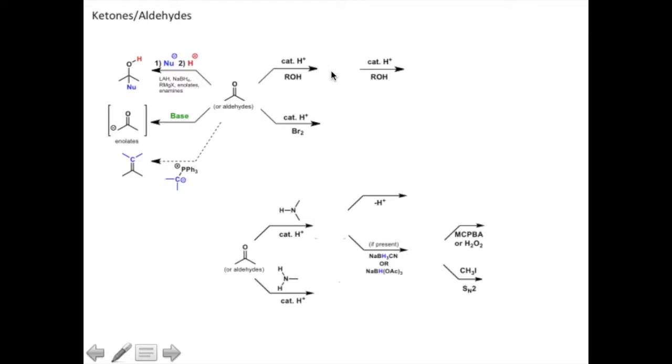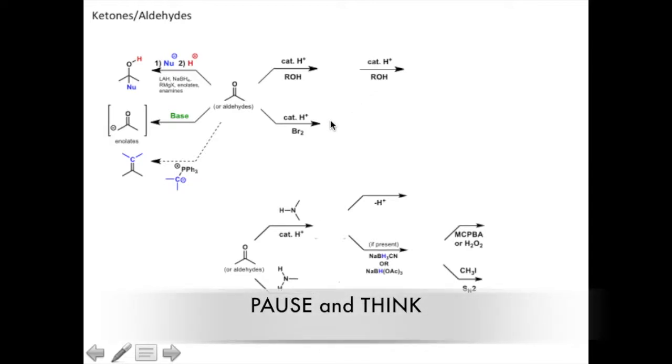Now, under acidic conditions, what happens when ketones and aldehydes react with an alcohol? And that can actually happen once, or then it can continue reacting, or with bromine under acidic conditions. Well, hemiacetal results.